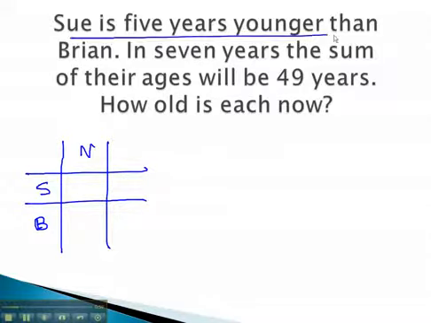Right now, we see that Sue is 5 years younger than Brian. This tells us nothing about Brian, so he will be our variable. Sue is 5 years younger. To show 5 years younger than x, we simply have to subtract 5 from x.